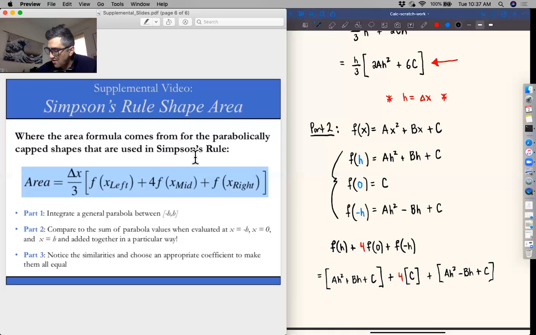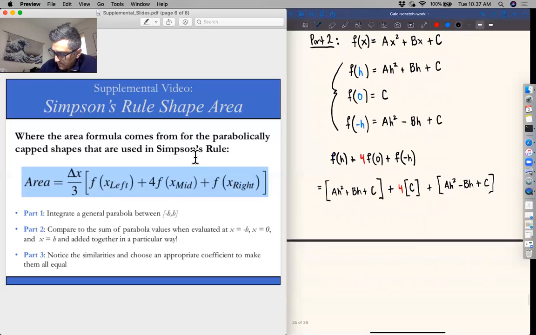So if we add together all of these pieces now, what we'll see is the plus bh and the minus bh cancel out. We'll next get this ah squared plus ah squared that results in a 2ah squared for us. And the last thing we'll see is we have a plus 4c, a plus c, and a plus c. So this results in a plus 6 times c.